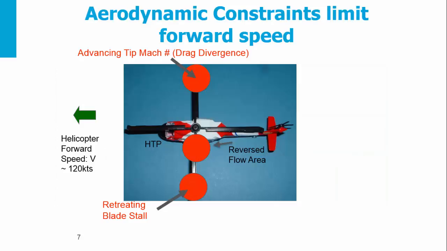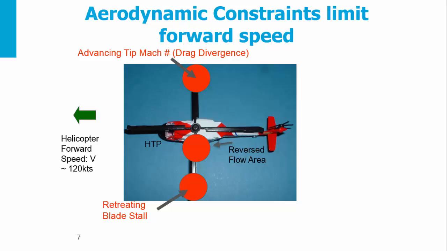Therefore, there are certain aerodynamic constraints which limit the forward speed. If, for example, a helicopter is going forward with a speed which is usually about 120 knots, at the advancing tip blade, we will have the Mach and the drag divergence. We cannot increase the velocity above 0.95 Mach number.